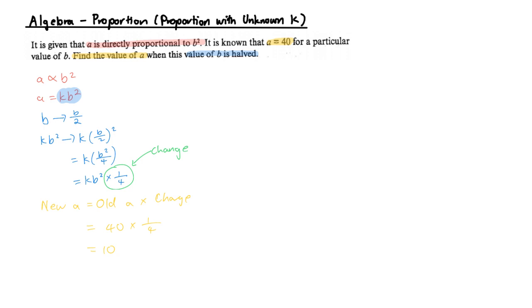Can you see? In this kind of scenario, we don't actually solve for k, right? Because we don't know what k is, right? But we can look at the changes that happen when a certain variable changes, and then we can work out what the new variable is by taking the old variable multiplied by the change. Let's look at another one.